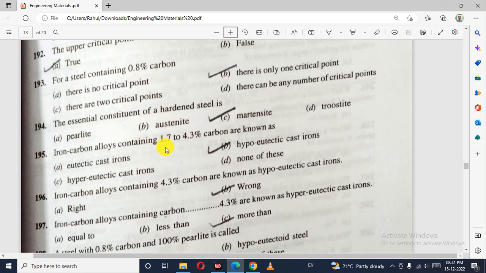Iron carbon alloy containing 1.7 to 4.3 percent carbon is hypoeutectic cast iron. Iron carbon alloy containing 4.3 percent of carbon is known as eutectic cast iron.